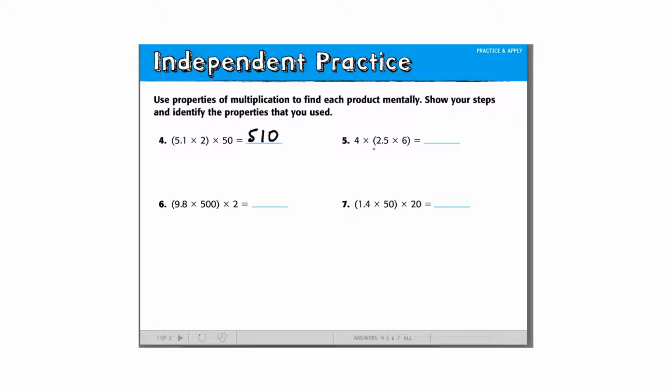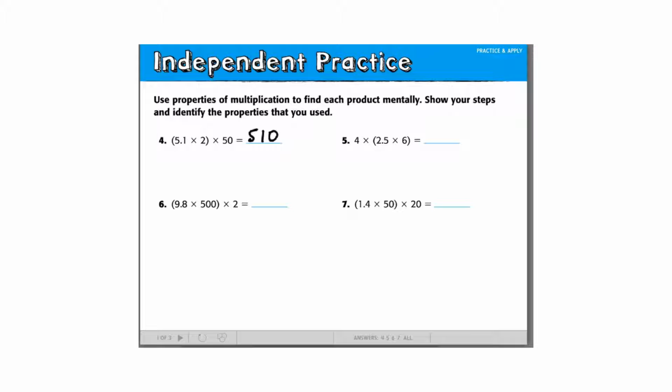Look at this number right here, number 5. Here's what I have. 4 times 2 5/10 times 6. I'm going to multiply the whole numbers together first, right? So I'm going to change the order of these numbers. What is it called when I change the order of the numbers? Concrete.